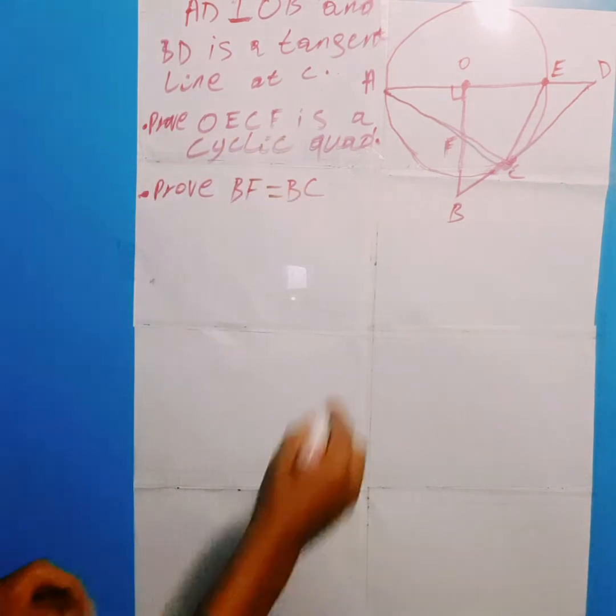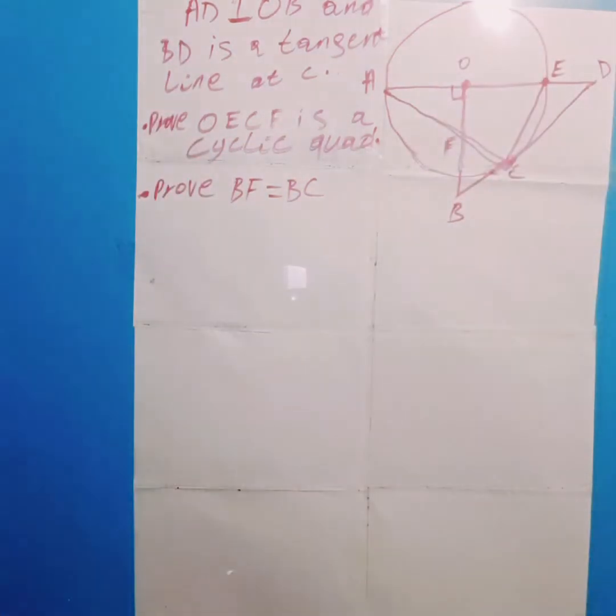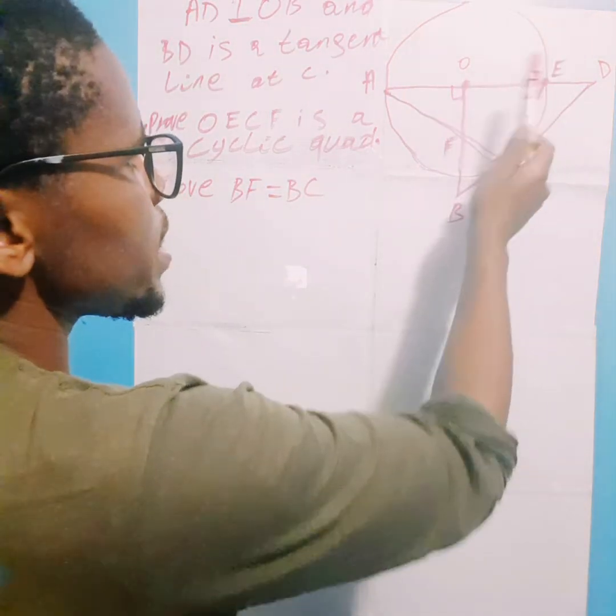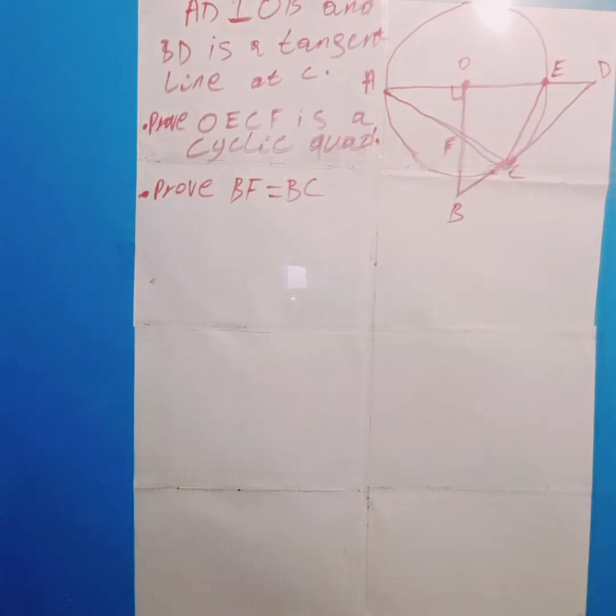First, you must prove that the quadrilateral OECF is a cycle quad. To prove that a quadrilateral is a cycle quad, you need to show that the opposite angles are supplementary angles, meaning that their sum is 180 degrees. Another way to prove a quadrilateral is a cycle quad is to show that the external angle of a cycle quad is equal to the opposite interior angle.